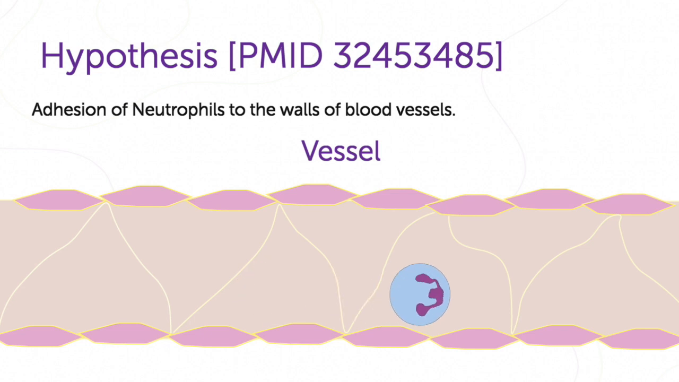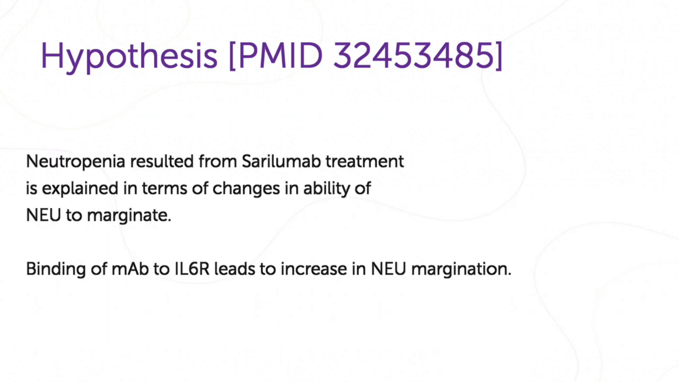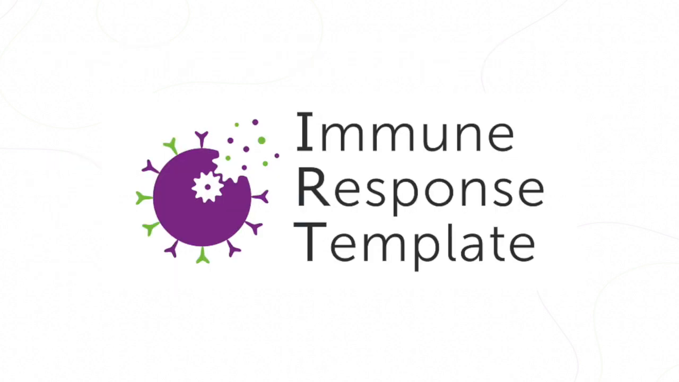In physiology, homogenation refers to the migration of white blood cells to the endothelium during blood flow and is relevant to the process of inflammation. So, the hypothesis says that binding of monoclonal antibody to interleukin-6 receptor leads to an increase in neutrophils homogenation. For the hypothesis assessment, we will use InSysBio's tool, IRT, and HETA. Let's find out what IRT is.